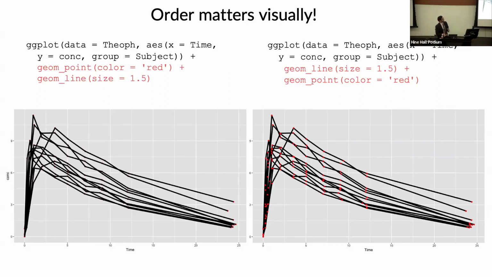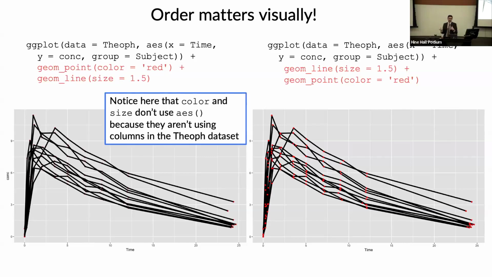Also notice here, I'm not using the AES function when I'm creating the color or the size. So you use AES when you want a value to be mapped to a column in your data set. If it's not in your data set, you don't put it inside AES. So I'm hard coding in and saying color equals red for all points. I'm not saying color it by subject. If I was coloring it based on the values within a column in the data set, it would go inside the AES call. If you are not using your data set to determine that aesthetic, you do not need to put it in AES. And it will yell at you if you put it inside AES.